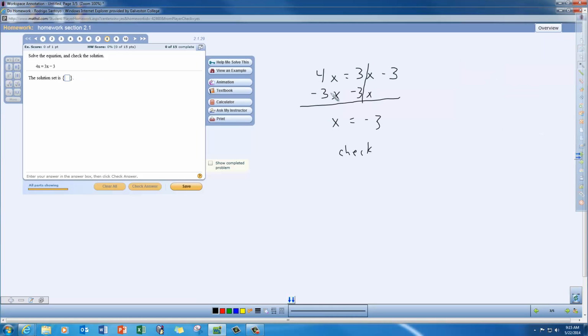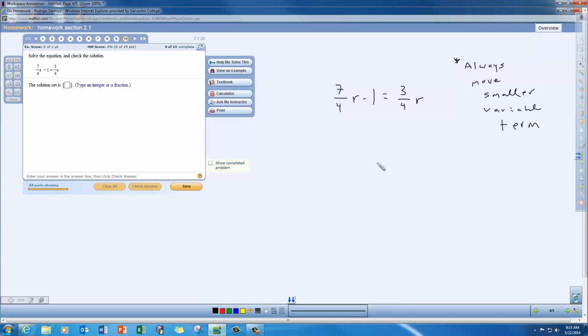Well, let's look back. Variable term was 4x, other variable term was 3x, and we moved the smaller one. 3 is smaller than 4, so we moved that one. So let's do the same thing here. We want to move the smaller variable term. Well, we have 7/4 r and 3/4 r. The smaller one of these is going to be the 3/4 r.